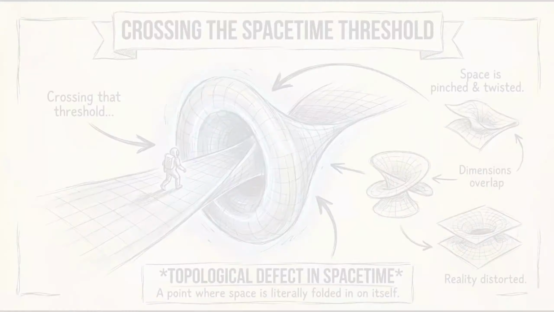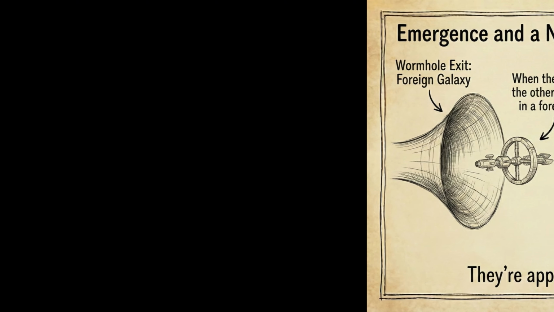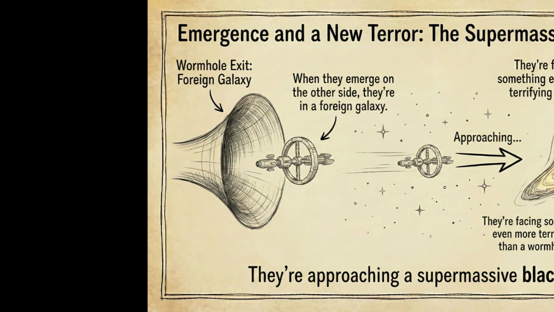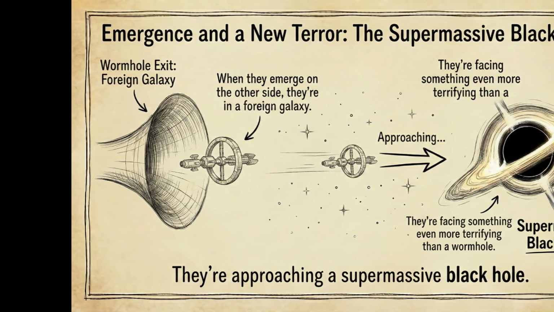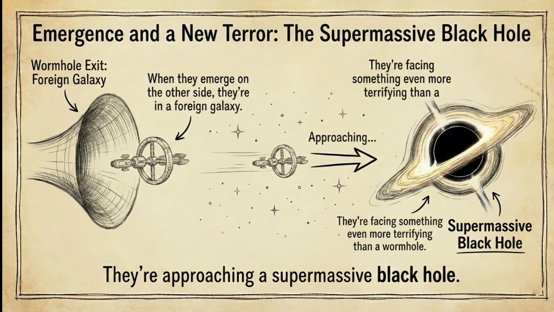Crossing that threshold is crossing a topological defect in space-time, a point where space is literally folded in on itself. Then, when they emerge on the other side, they're in a foreign galaxy, and they're facing something even more terrifying than a wormhole. They're approaching a supermassive black hole.